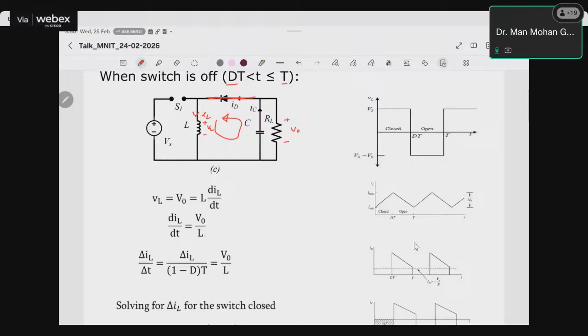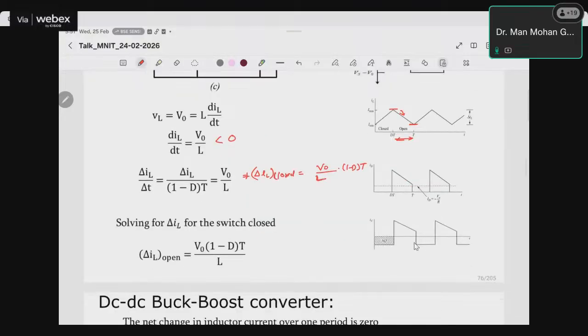So di by dt is equal to V naught upon L. And as I say, in buck boost converter, this V naught is negative, so this value is less than 0. The slope is negative. It means current will decrease during switch off or switch open. The value of this del IL we can find using del IL upon del T. So del IL upon 1 minus dt, this period, equal to V naught upon L. So from here we can find del IL closed to be V naught upon L into 1 minus dt. I think it's already written here. So we have found del IL closed and del IL open.